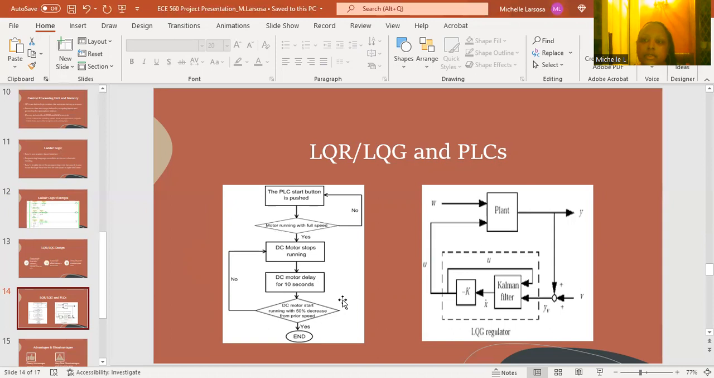So again, these are the thought processes and designs in the background when defining the linear quadratic regulators. And then we have a depiction of the use of the Kalman filter for the Gaussian design.